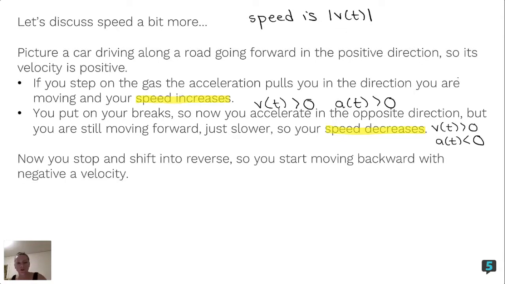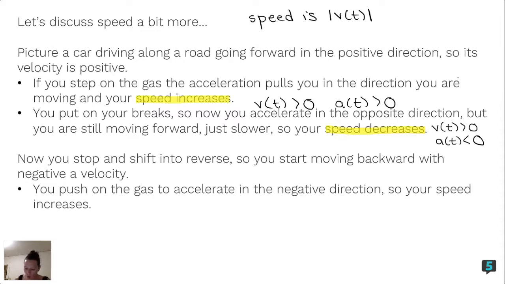Now you stop and you shift into reverse. So now you start moving backwards with a negative velocity. Okay. I push the gas to accelerate, but remember we're in reverse, so we're accelerating in the negative direction, so my speed is going to increase.